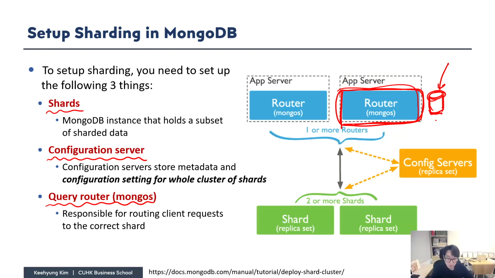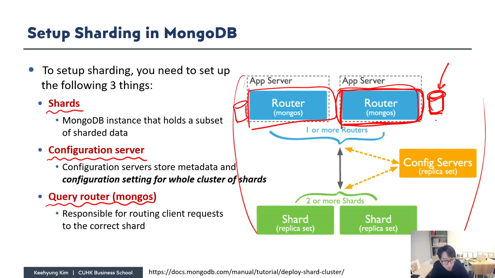In practice, you can have multiple query routers for one cluster. This entire system is a cluster, and in one cluster you can have multiple routers. So if you have two routers, you have two servers, one for each router. Some of the user requests will be sent here, and some will be sent here, like this.